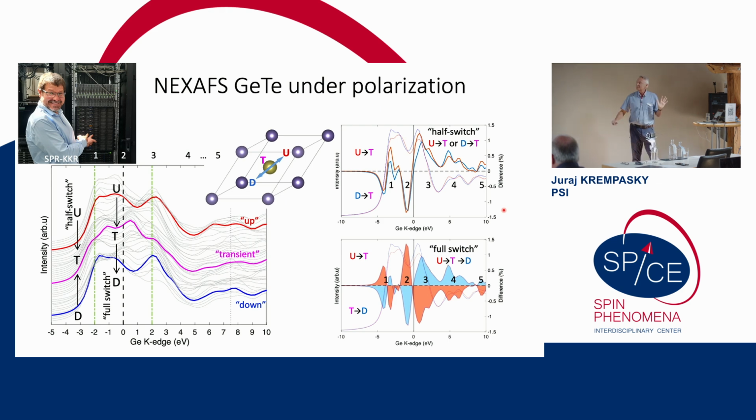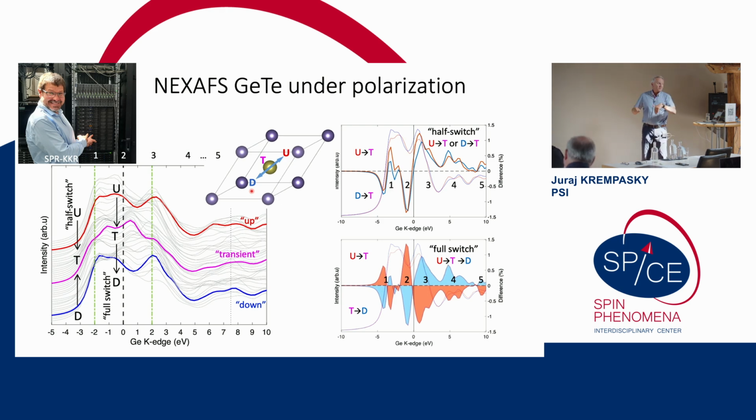Let's think about the following experiment. As I explained to you, this polarization goes from one, let's say, up state through some transient state into the down state. And I was asking Jano, can you calculate for me this series of NEXAFS spectra as this germanium atom makes this travel, let's say, from up to transient to down? He said, of course, no problem. This is absolutely trivial. Here are the data.